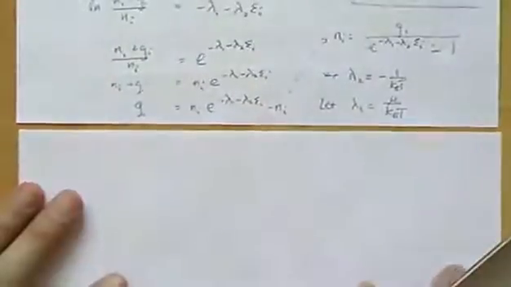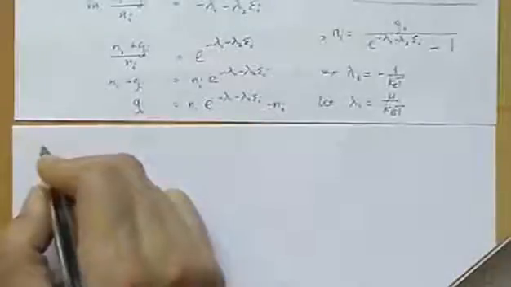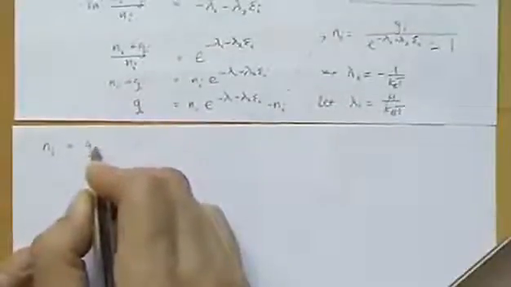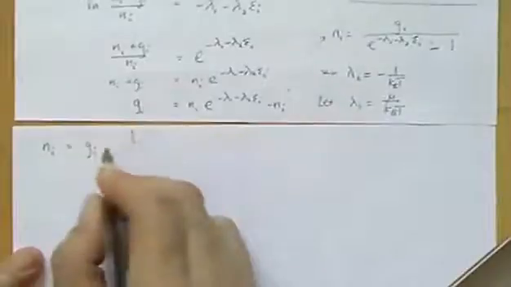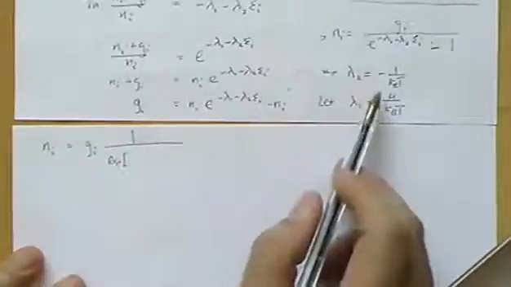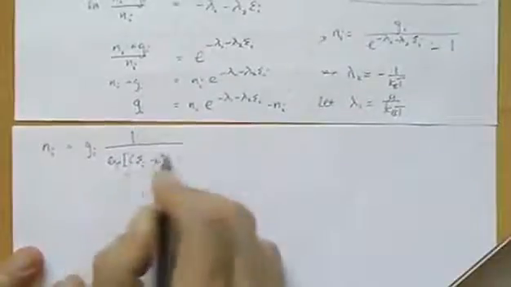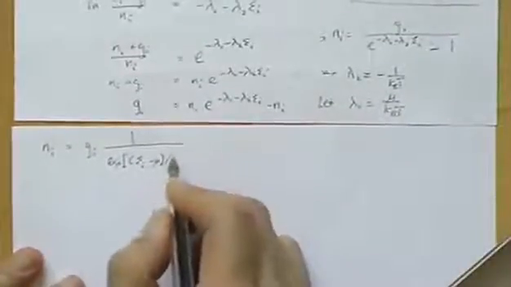Start on a fresh piece of paper. That expression, in terms of this, now looks like ni is equal to gi times 1 over this lot, which is the exponential of ei minus mu, with a bracket over it, factor out the 1 over kBT, and minus 1 from there.